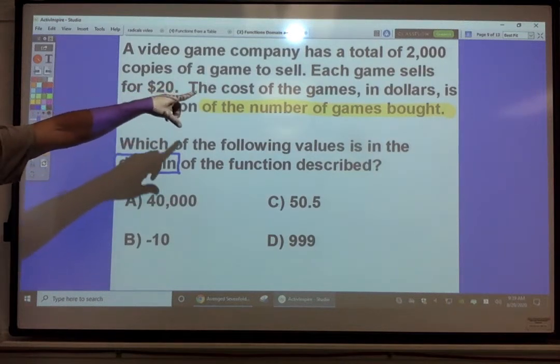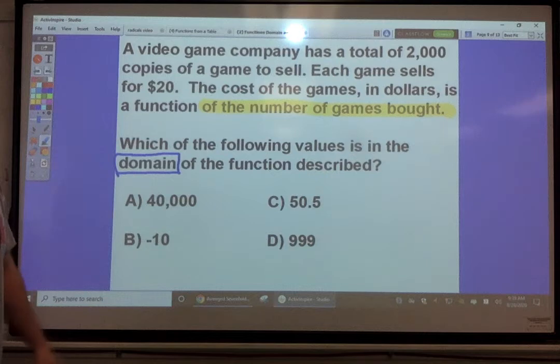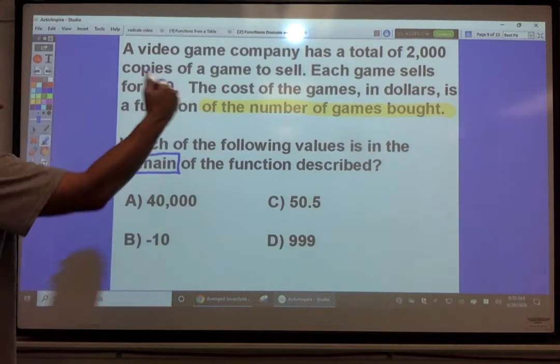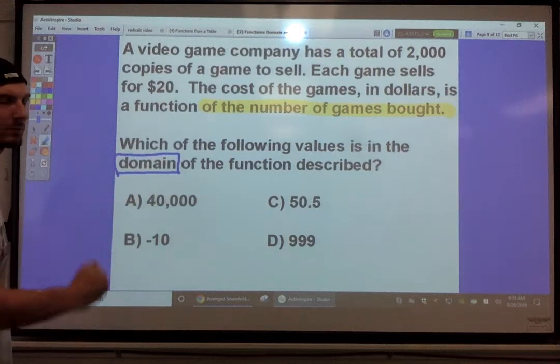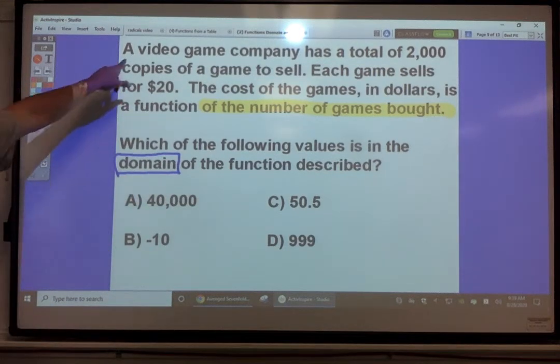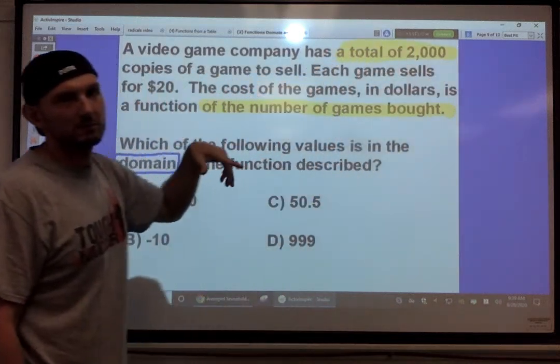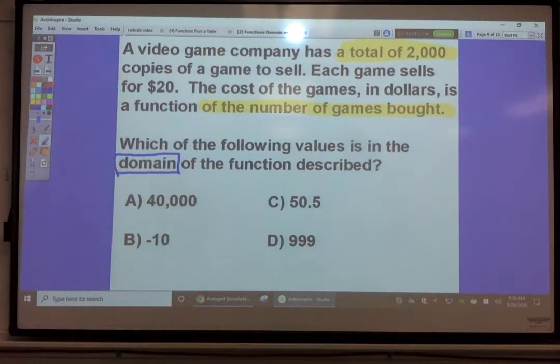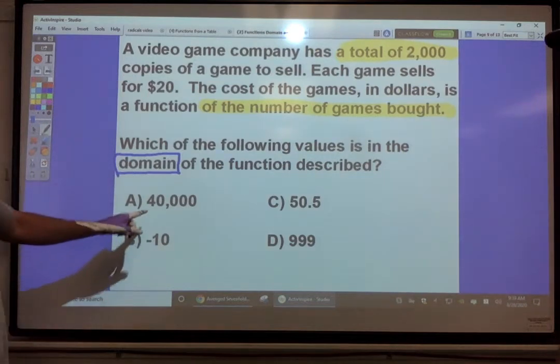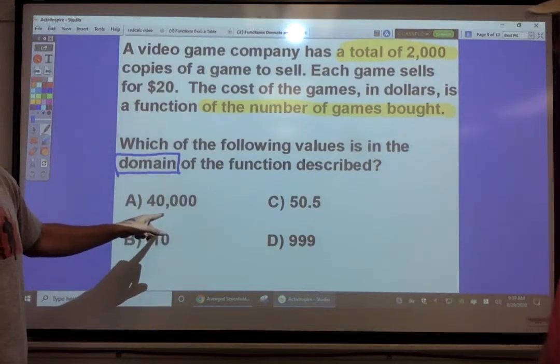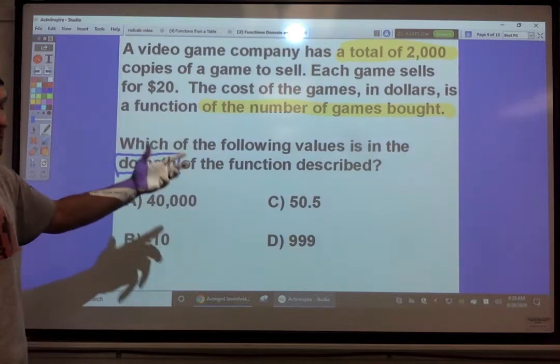So each game sells for $20. Is that domain? No. That's the y values. They're going to be 20, 40, 60. They're going to be multiples of 20. A video game company has a total of 2,000 games. So now that's the most. So now we just look at these and think. Can I have 40,000 games? I don't think they have 40,000 copies. We only got 2,000, so that's not in there.